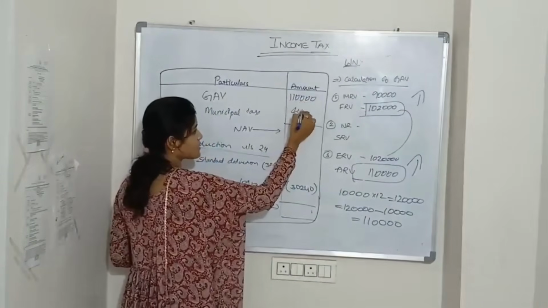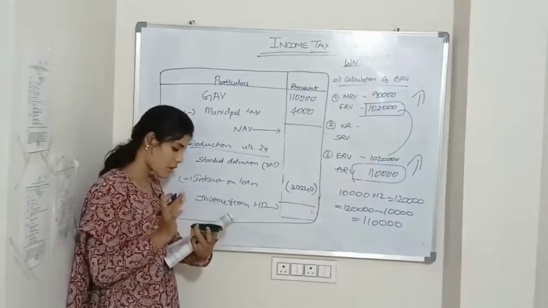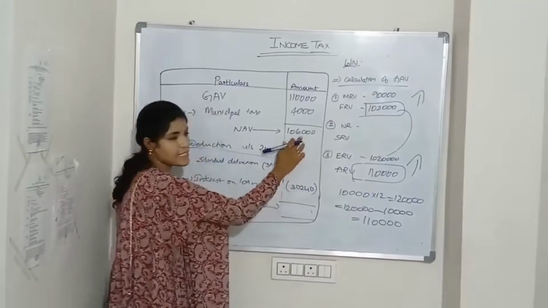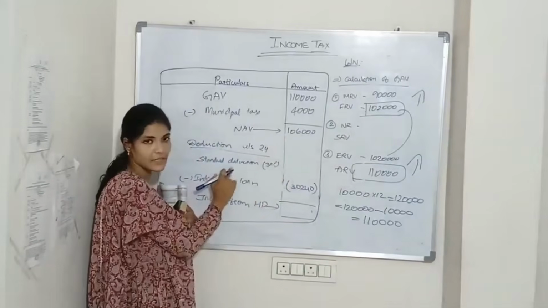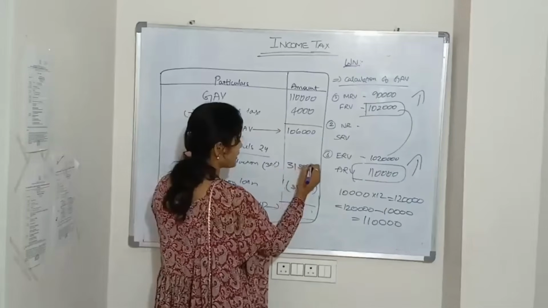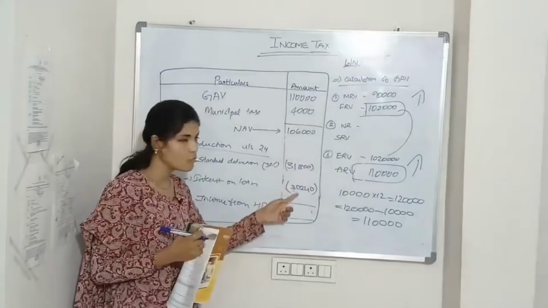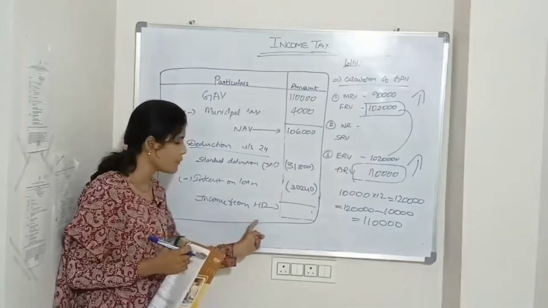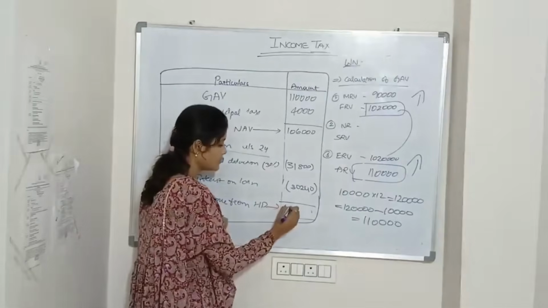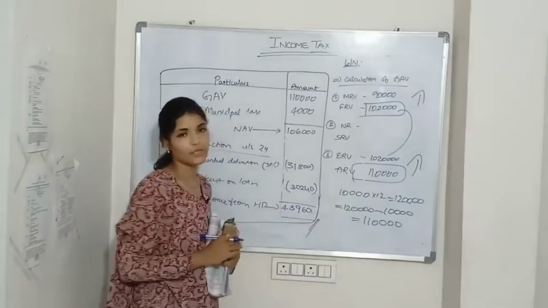In that, municipal taxes is 4,000. From 1,10,000 if you deduct 4,000 then you will get 1,06,000. On this 1,06,000, 30% gives the standard deduction, which is 31,800. From 1,06,000 if you deduct these two amounts, you will get income from house property, that is nothing but 43,960. Like this you need to do.